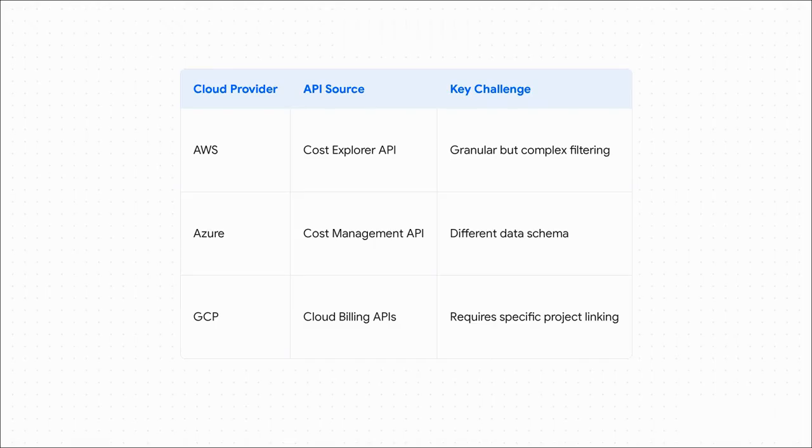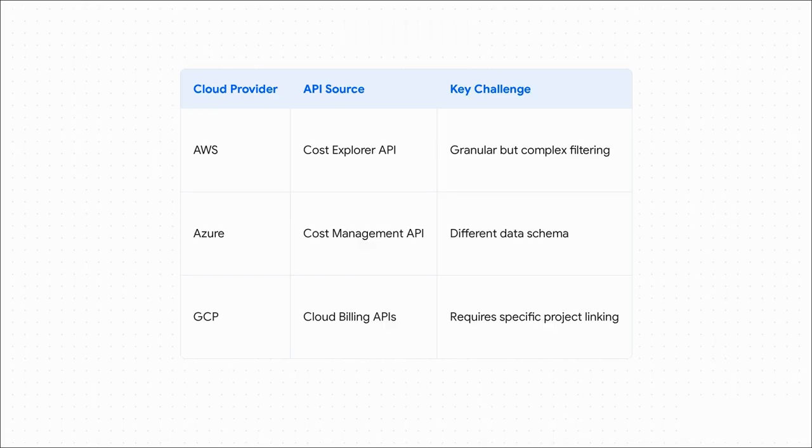Now, for all you architects watching, this is where the real fun begins. The core technical challenge here is that to build one unified baseline, you have to pull in and normalize data from completely different places. The AWS Cost Explorer API, for instance, is super detailed, but man, filtering it correctly is a steep learning curve.